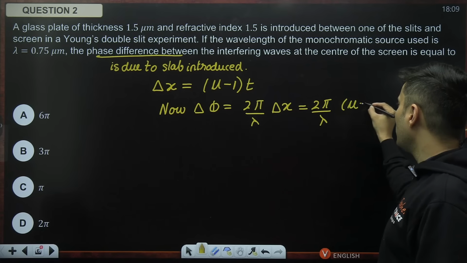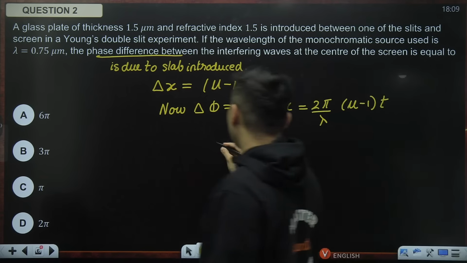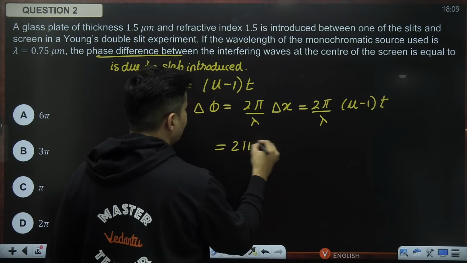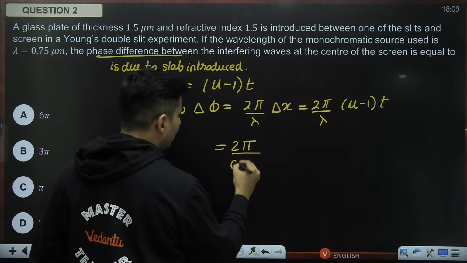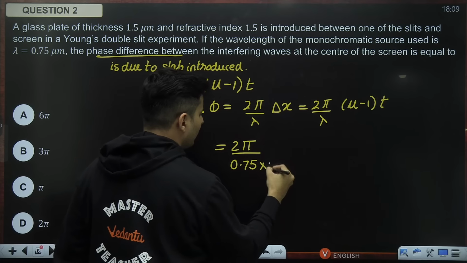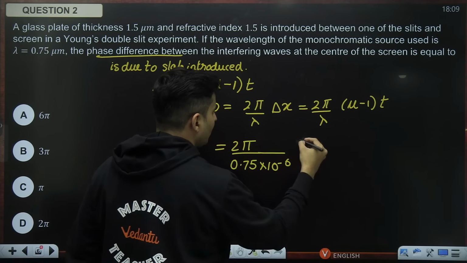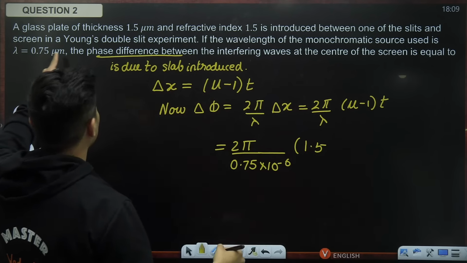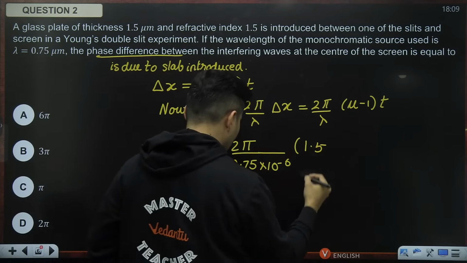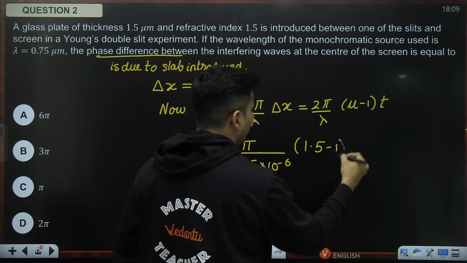Delta x is nothing but mu minus 1 multiplied by the thickness. So 2 pi as it is. What is the wavelength, guys? 0.75 micrometers, so 0.75 into 10 to the power negative 6. Mu minus 1, that means 1.5 is the refractive index. So yes, standard 1.5 minus 1.